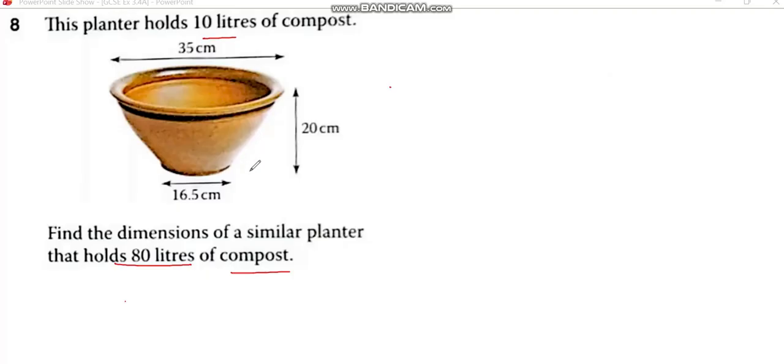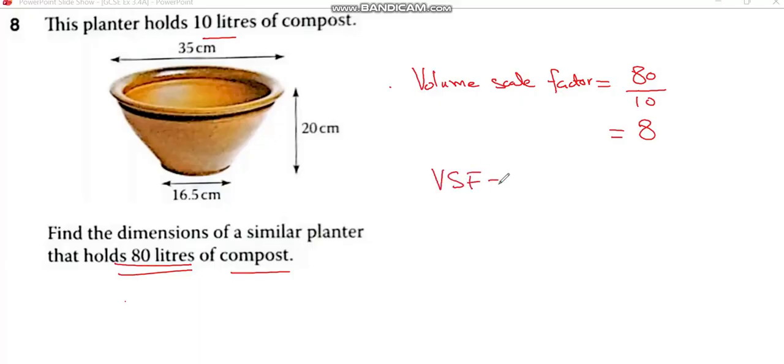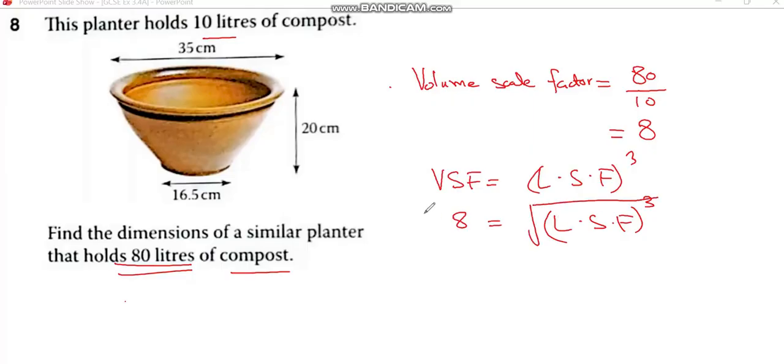So to find the dimensions of the new container, first I need to find the volume scale factor. The volume scale factor will be the ratio of the new required capacity and the old capacity. So I will divide 80 by 10, which is 8, which means the capacity of the new container will be 8 times more than the capacity of the present container. This is the volume scale factor, and for the dimensions, we need a linear scale factor. We know that the volume scale factor is the cube of the linear scale factor. We know the volume scale factor is 8. For the linear scale factor, I can take the cube root on both sides, and that should be 2. So the linear scale factor is 2.